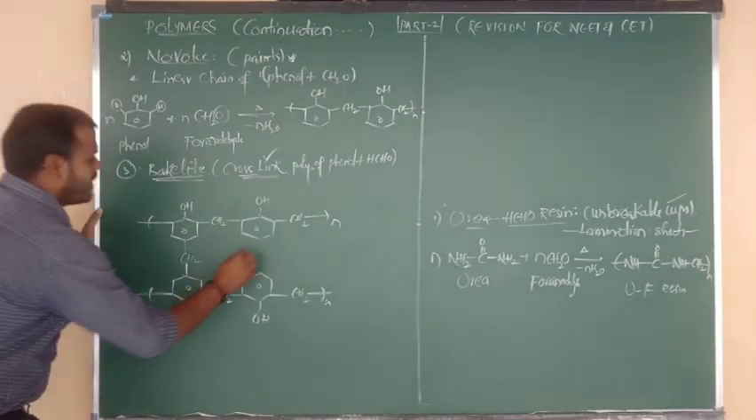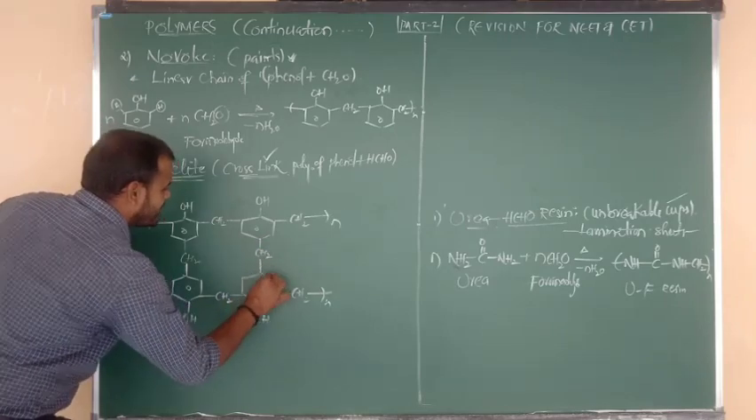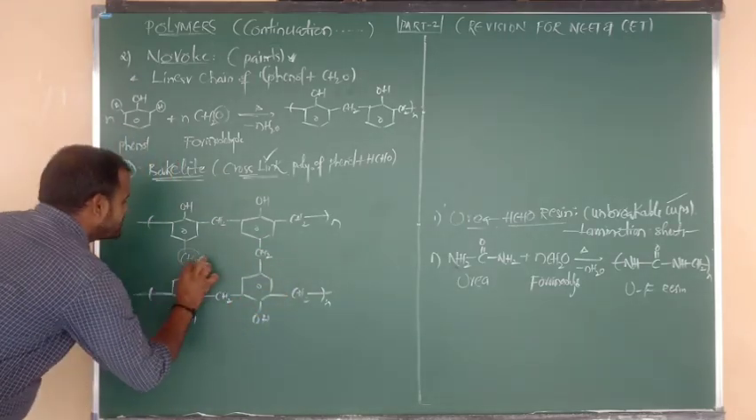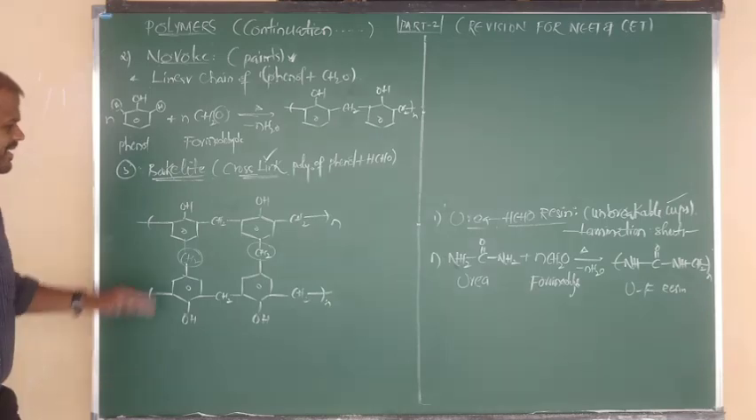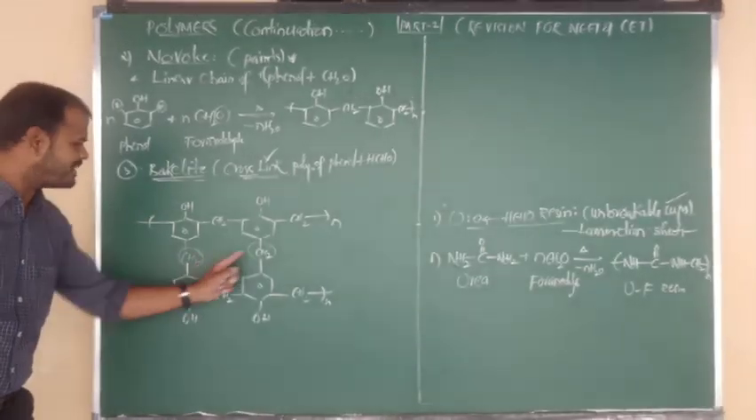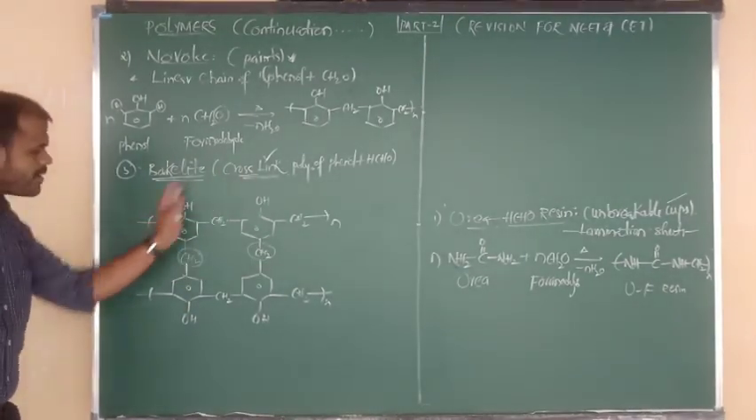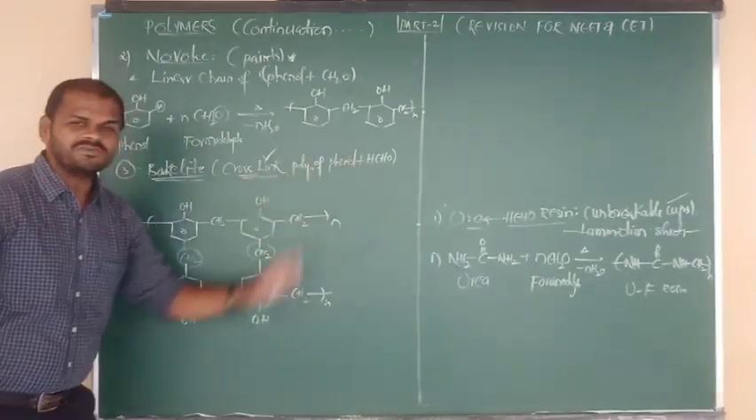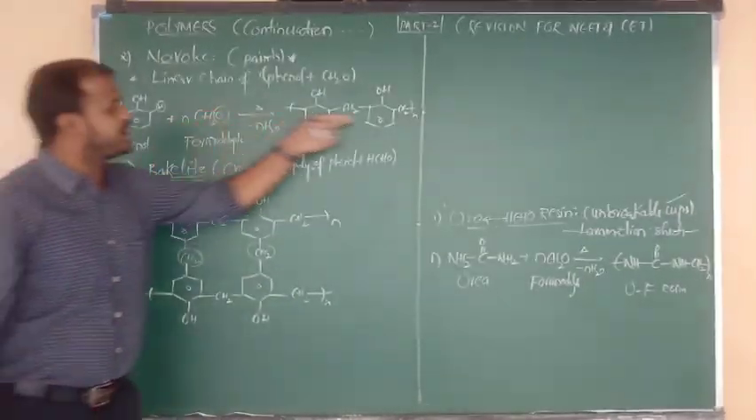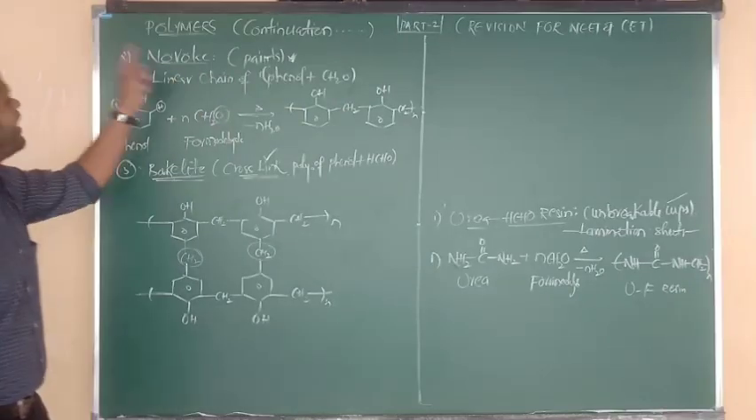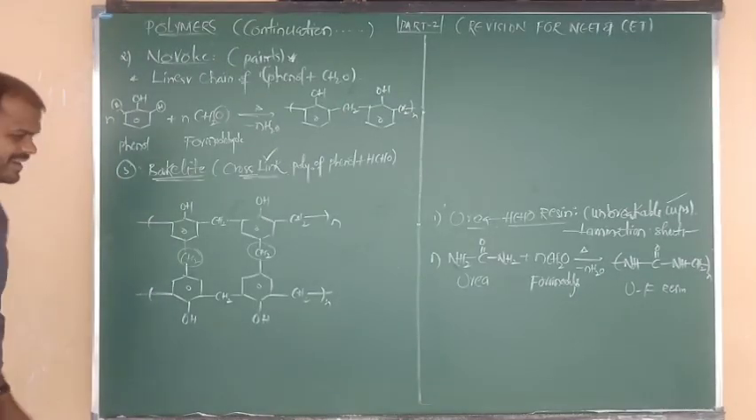Like this. Again here also the same thing. So this is the cross link point. Linear chains are linked by the cross links. So the cross link polymer of phenol plus formaldehyde is bakelite. The linear polymer of phenol plus formaldehyde is called novolac. I hope you understand. Good.